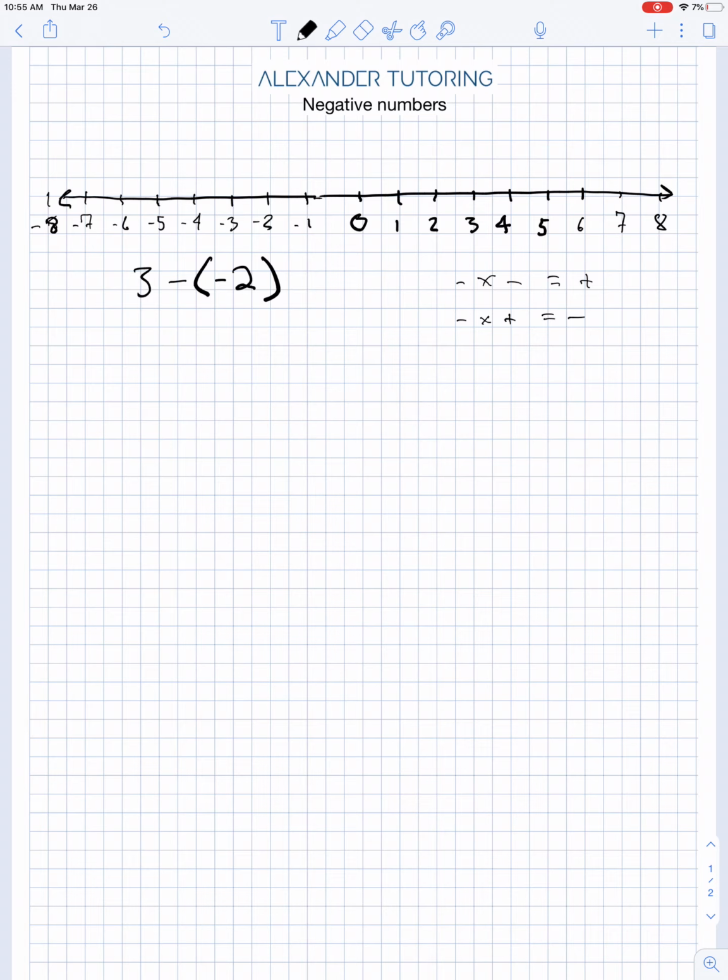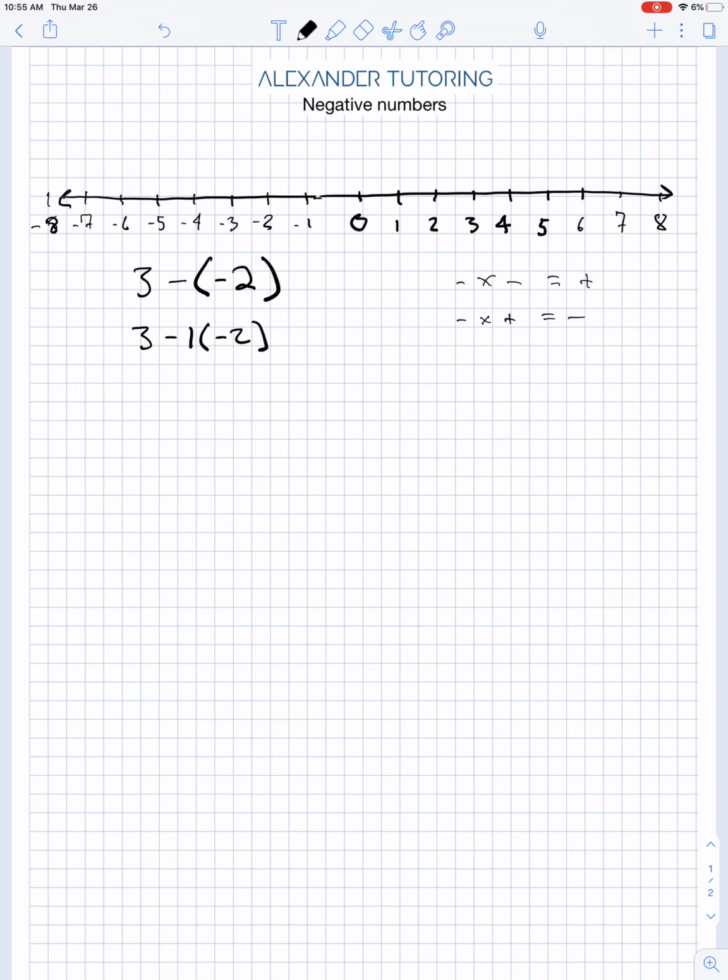So in this example, 3 minus minus 2, when we see two minus signs together like that, it's actually multiplication. And so I'm just going to write it a little different. I could write this equivalent to 3 minus 1 times negative 2. It's basically exactly the same thing.